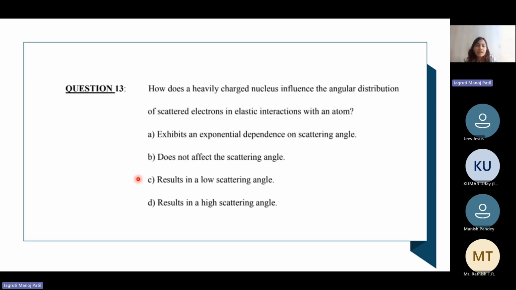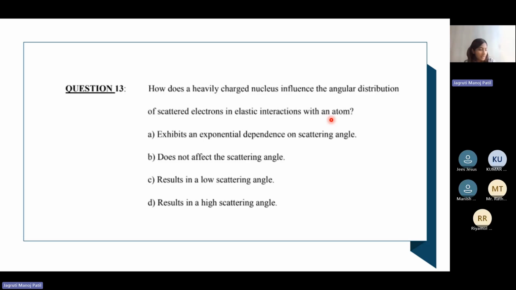How does a heavily charged nucleus influence the angular distribution of the scattered electron in elastic interaction with an atom? So when you have elastic interaction, how does the angular distribution of the electrons get affected? Do they depend on it, or lower or higher scattering, or will it exhibit an exponential dependence on the scattering angle?